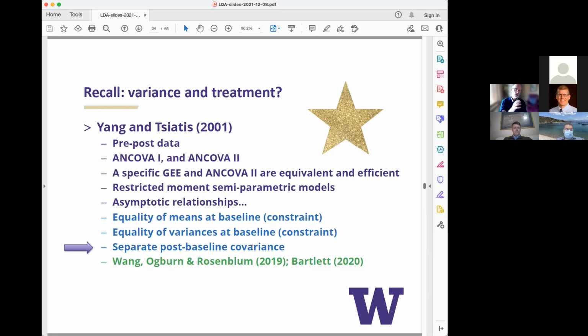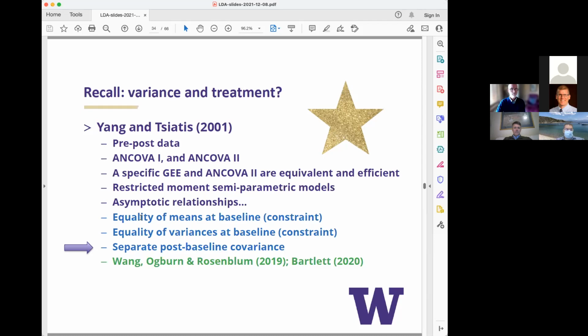They talk about GEE, a generalized estimating equation strategy. They actually introduced something, to me at least, called ANCOVA 2, which is distinct from the ANCOVA I just showed you. And then talk about equivalence between strategies under the assumptions exactly that I showed you. There's a restricted moment assumption. The means are equal at baseline, and you can further constrain the variances at baseline. Go read this paper. It gets a big gold star from me, as you can see in this slide.